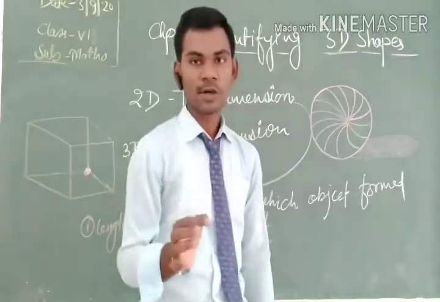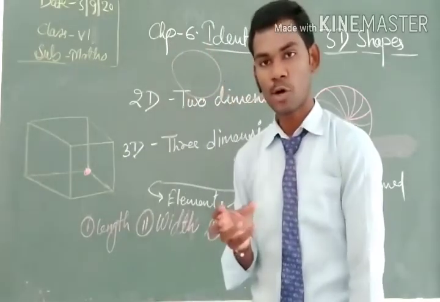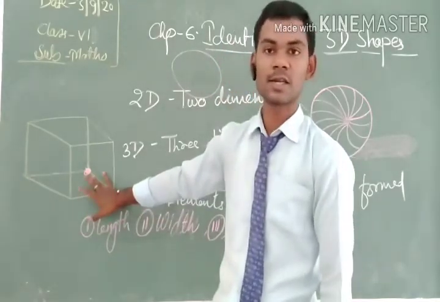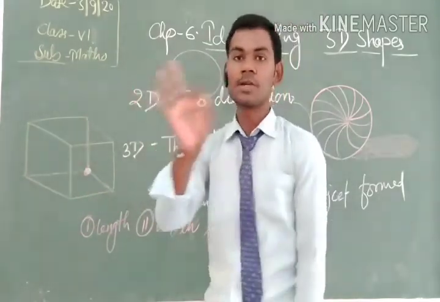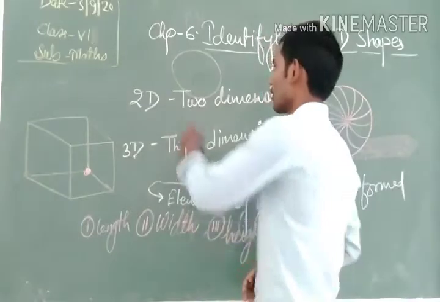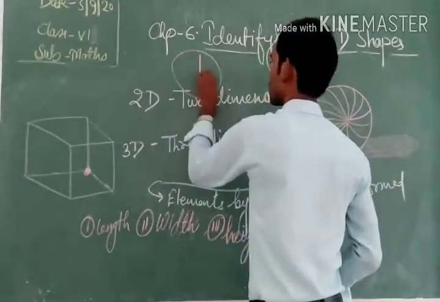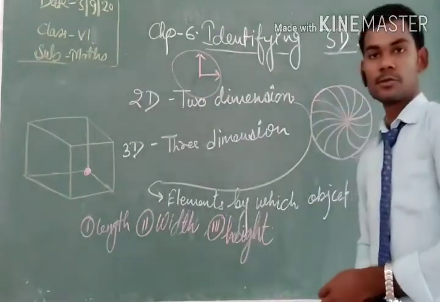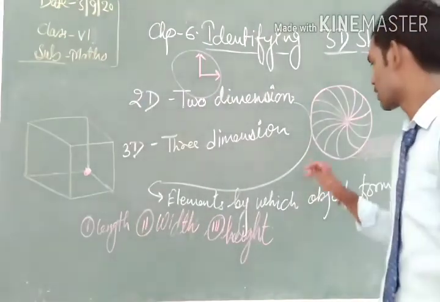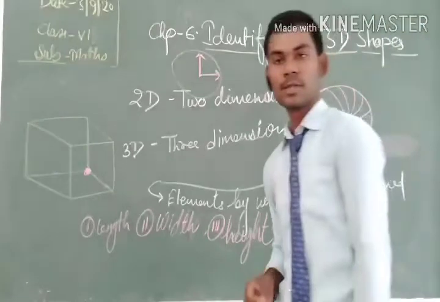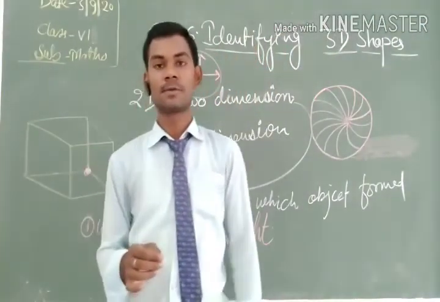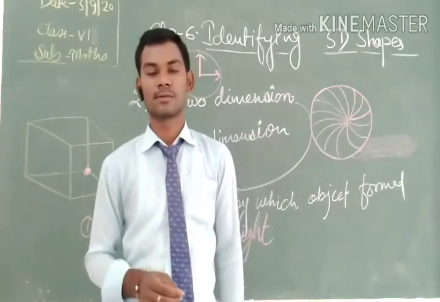Okay, if we draw a line in the ball like this, then we can get these 3 points. But if we draw a line in the circle, then we only get these two. So that it is the 2D and it is the 3D. So this is the introduction to two-dimensional figures and three-dimensional figures.